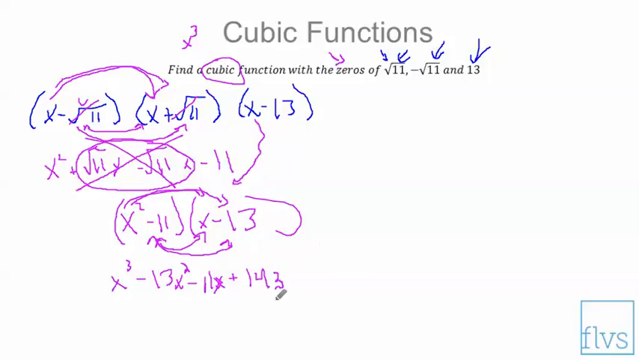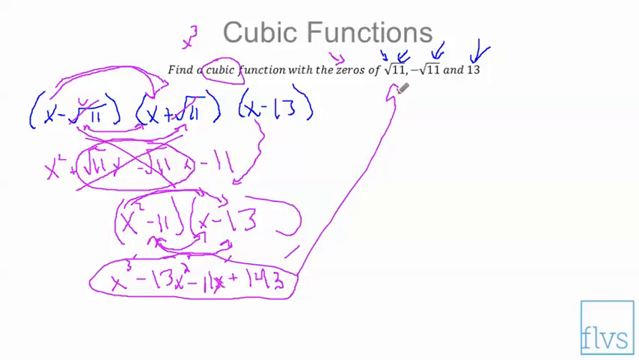Okay, and then checking to see if any like terms. I got 3, 2, 1, none as far as the exponents go. So there is a cubic function that will produce the zeros of radical 11, negative radical 11, and 13.